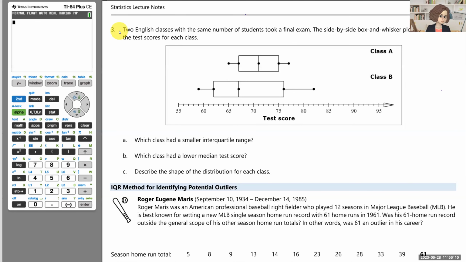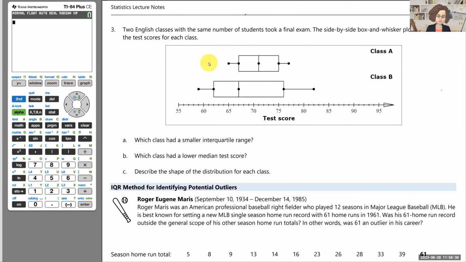Welcome. Let's take a look at this example. Two English classes with the same number of students took a final exam. The side-by-side box and whisker plots summarize the test scores for each class. Side-by-side box plots just means we have two box plots using the same number line. So for the purposes of comparing two different groups, we can create these box plots together.